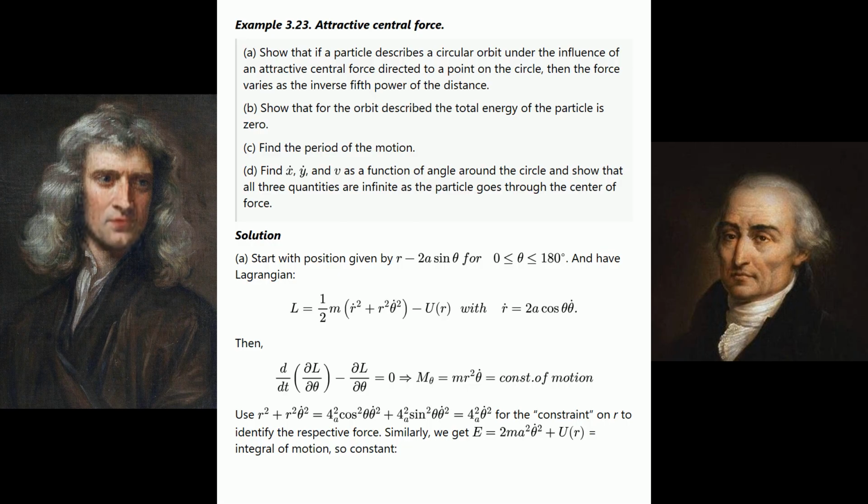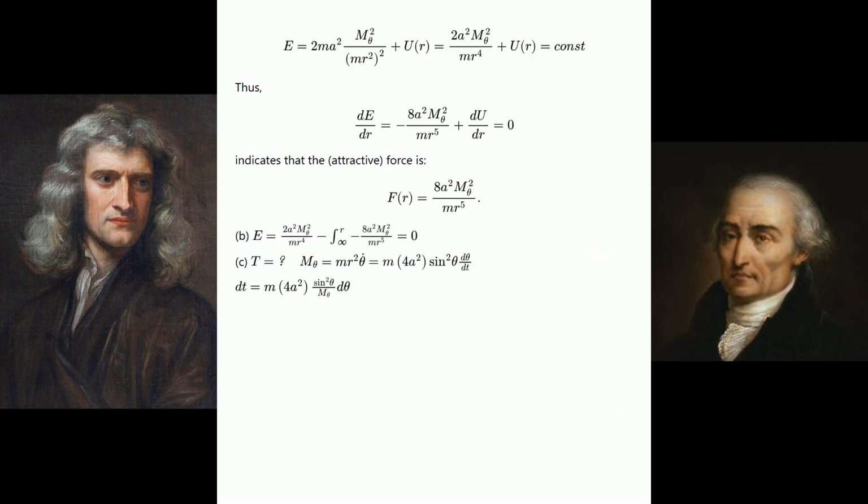Similarly, we get E equals 2ma squared theta dot squared plus U of r equals integral of motion, so constant. See the next equation. Thus, see the equation shown. Indicates that the attractive force is, see the next equation. E equals 2a squared m theta dot squared over r to the fourth power minus the integral from infinity to r of minus 8a squared m theta dot squared over r to the fifth power equals 0. C. T equals question mark.